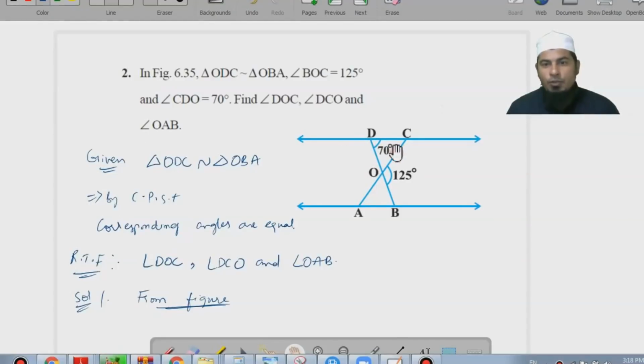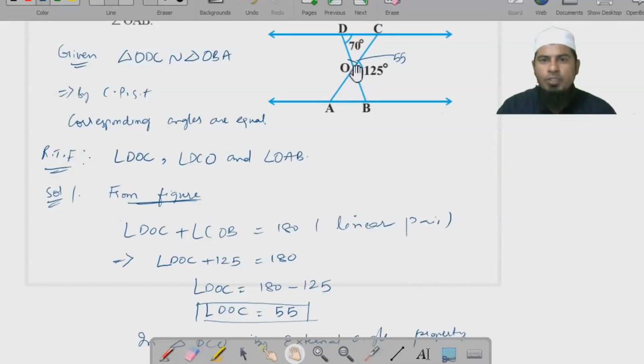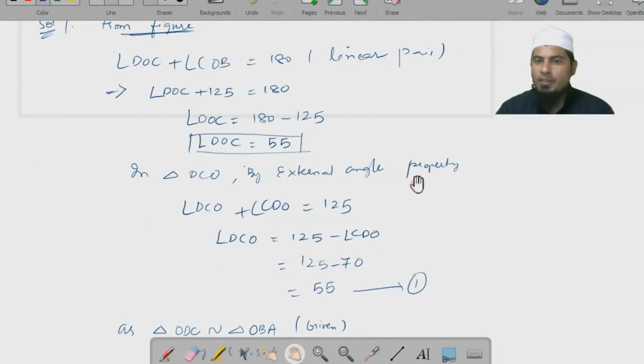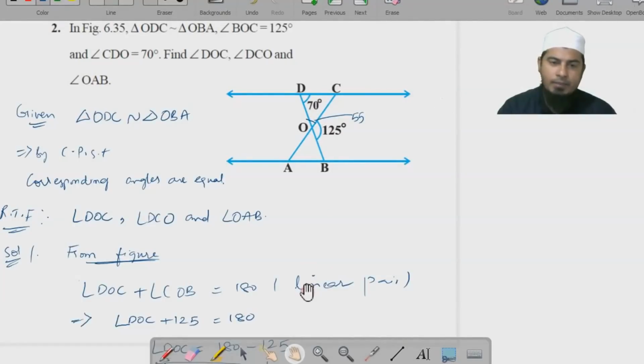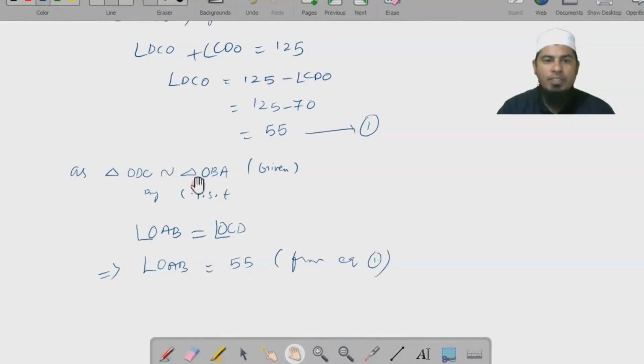Now in the figure, when we are finding angle DOC, if we keenly observe, DOC and COB are a linear pair, meaning they are making a straight line. If we add, we have to get 180. That property we can use and find DOC. So simple to find this one. So we found this angle DOC with linear pair. Then angle DCO you can find by angle sum property, or otherwise with the help of the external angle property of the triangle. So we found by external angle property that it is 55, and angle DOC also 55 we got with the help of angle sum, linear pair. Now angle OAB is equal to angle DCO. Why? Because as we proved triangle ODC is similar to triangle OBA, by CPST we got these two angles equal, so we got that as 55 from equation number 1. Hence, let us take another question.